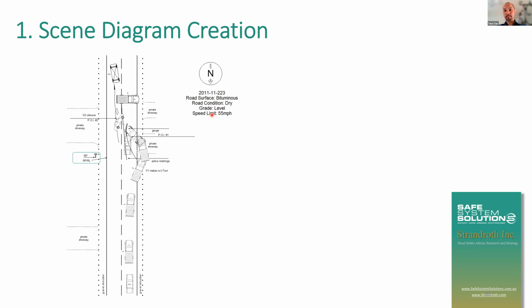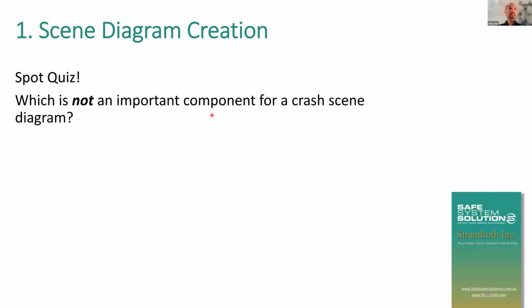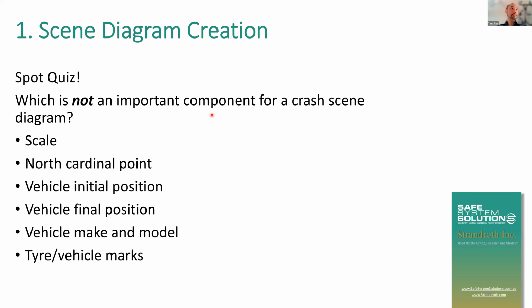Okay, now I do have a spot quiz. The question is, which is not an important component for a crash scene diagram? Your options are: scale, north cardinal point, vehicle initial position, vehicle final position, vehicle make and model, tyre/vehicle marks. So this is in relation to a crash scene diagram.